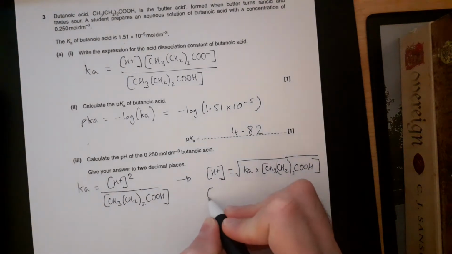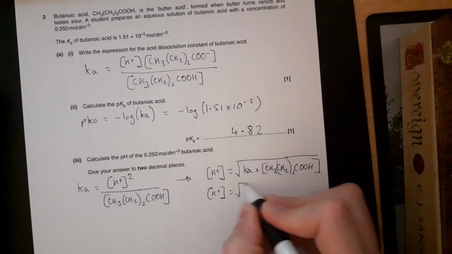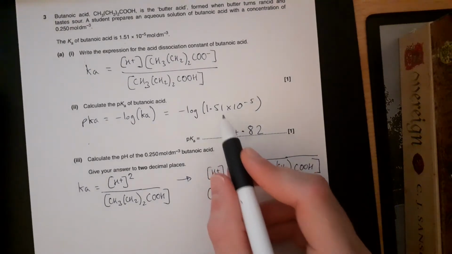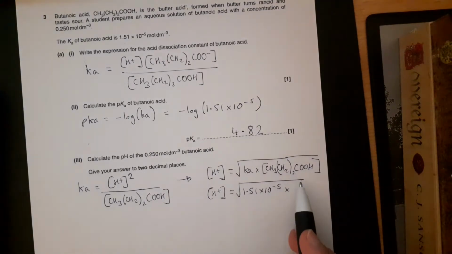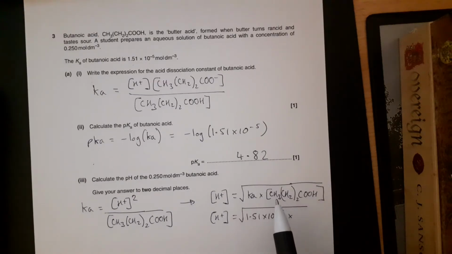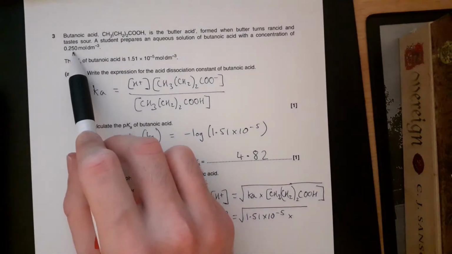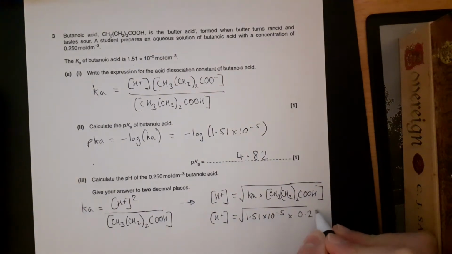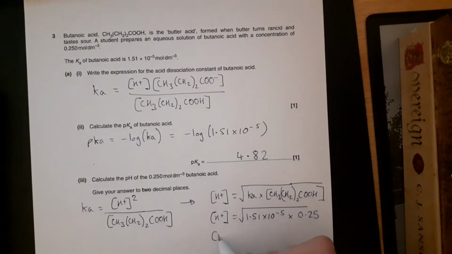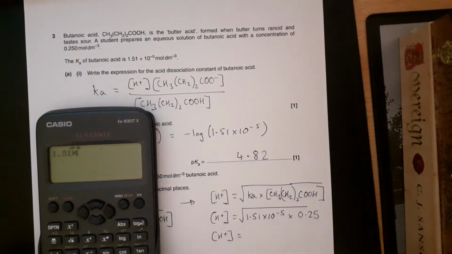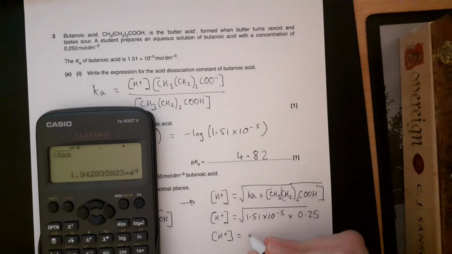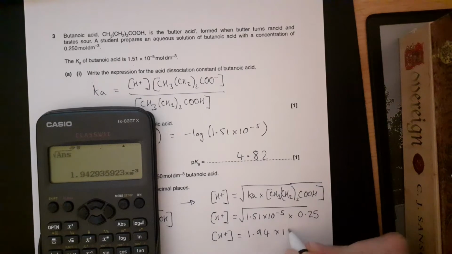So we can now go ahead and do this. The H plus concentration is going to be the square root of the Ka, which is 1.51 times 10 to the minus 5. We just saw that. Times the acid concentration, which it says is 0.25. So the H plus concentration is, let's work this out, 1.51 times 10 to the minus 5 times 0.25, and then the square root of that, 1.94 times 10 to the minus 3.